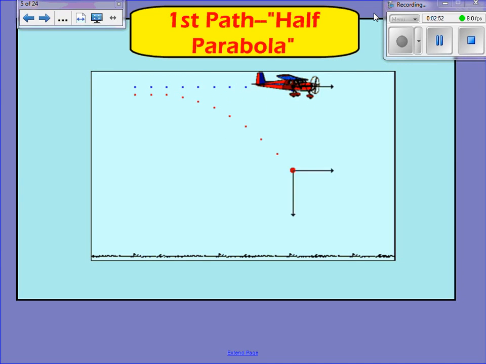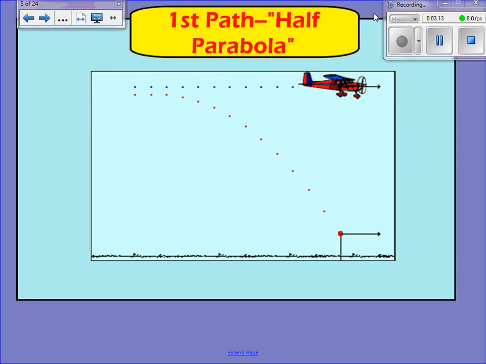First of all, let's notice the plane. What do we know about the plane's motion? Well, you'll notice that it's creating a dot for every time interval. And notice that the dots for the plane, which are in blue, have the same distance in between them. So we can conclude that the plane is traveling at a constant velocity. And since the plane is only moving horizontally, we could say it's also a constant x velocity.